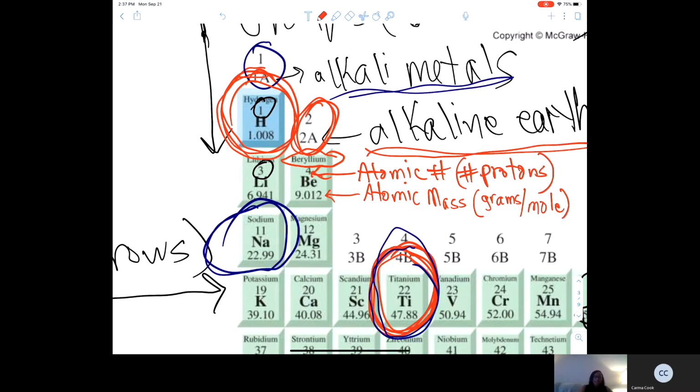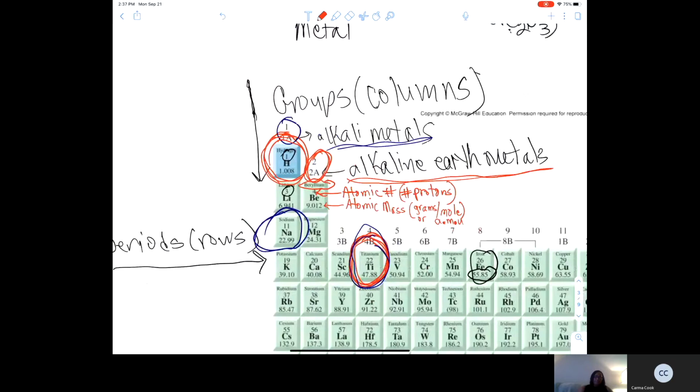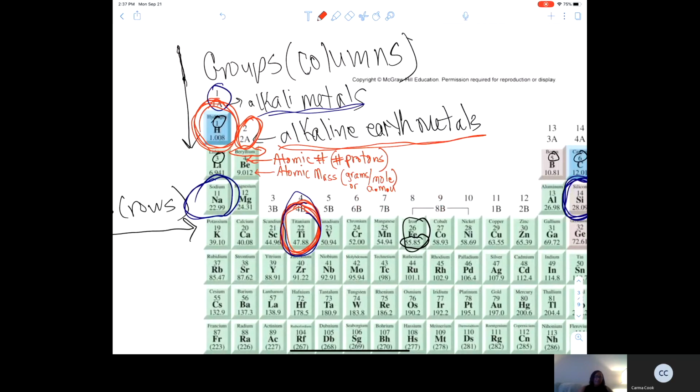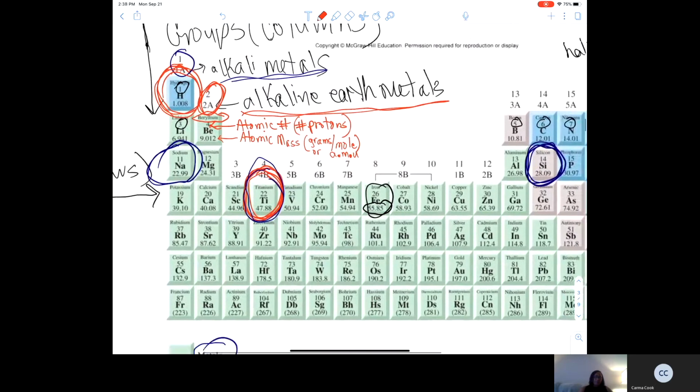So beryllium has an atomic mass of 9.012 grams per mole. Another unit for atomic mass is the AMU, which stands for atomic mass unit. So beryllium has an atomic mass of 9.012 grams per mole.